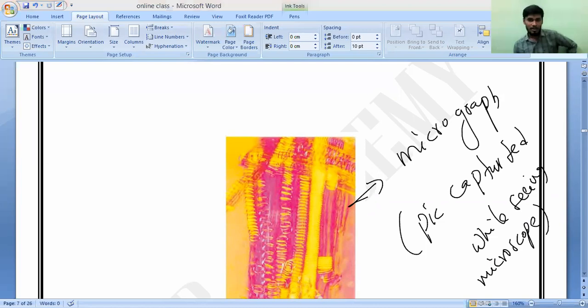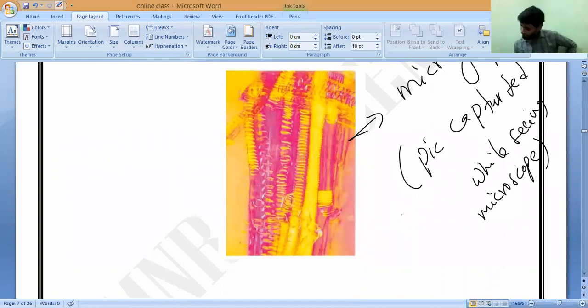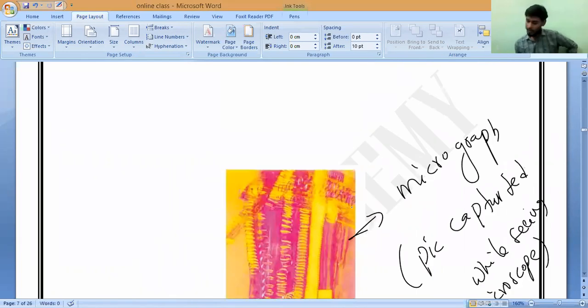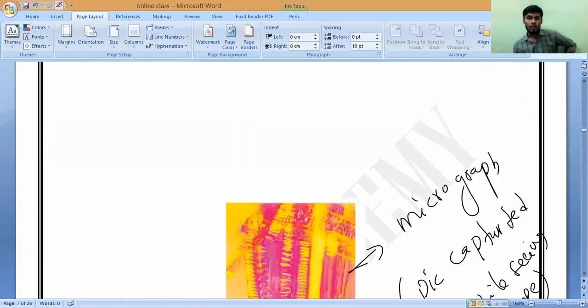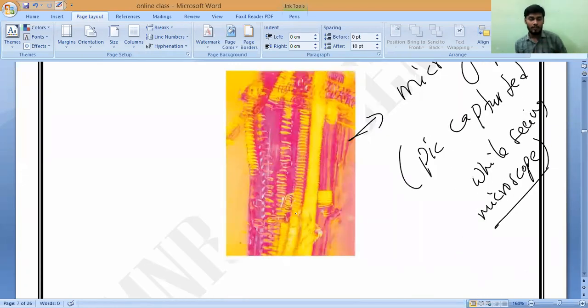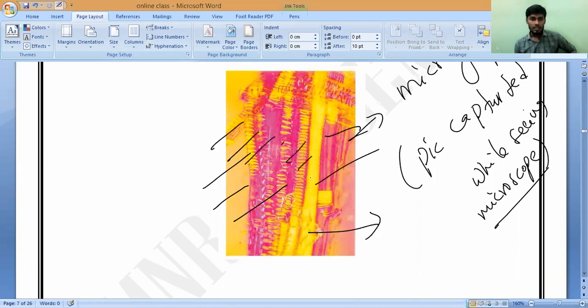Will you be able to remember? So a micrograph is a photograph taken using a microscope. In this picture, can you see that so many xylem vessels are there? Yes, sir. All of this is called xylem vessels. So this is all about xylem vessels.